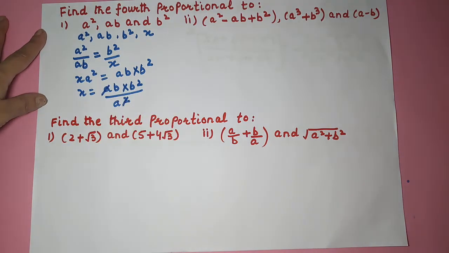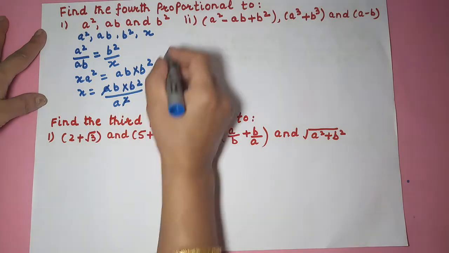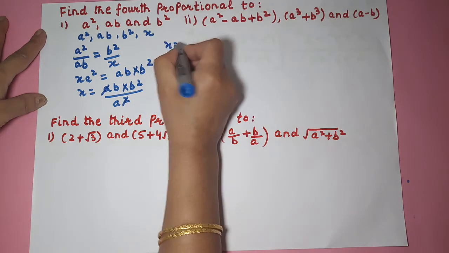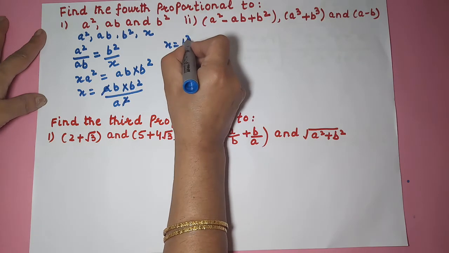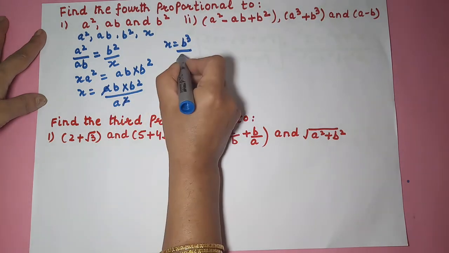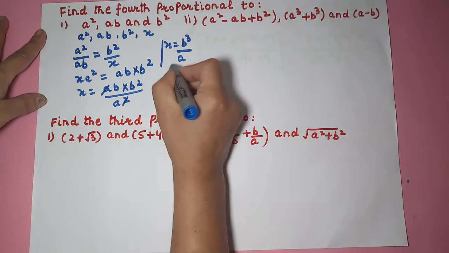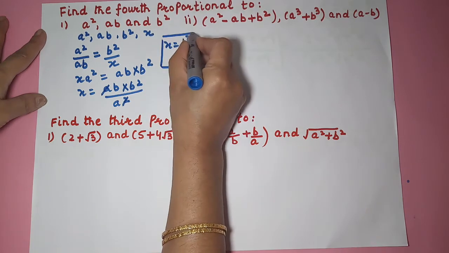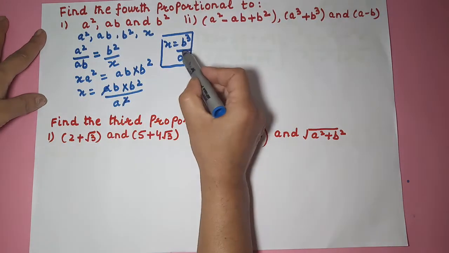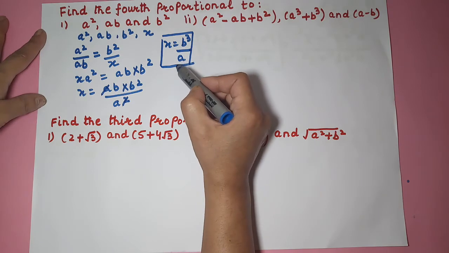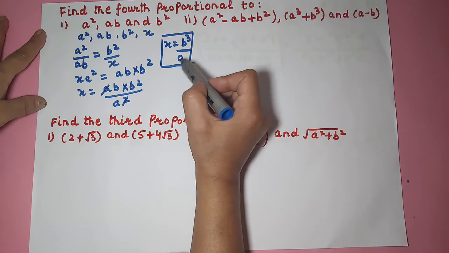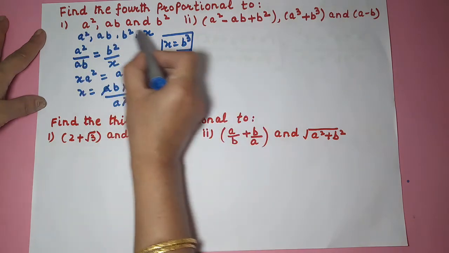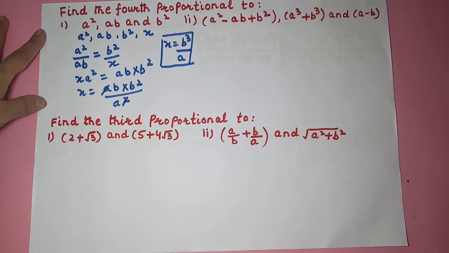1a and 1a will go. So what am I left with? I am left with x equal to b into b square, which is b cube, divided by only 1a. So the fourth proportional of these numbers is b cube upon a. Or in other words, you can say that if the fourth number is b cube upon a, then all three of them are in proportion.